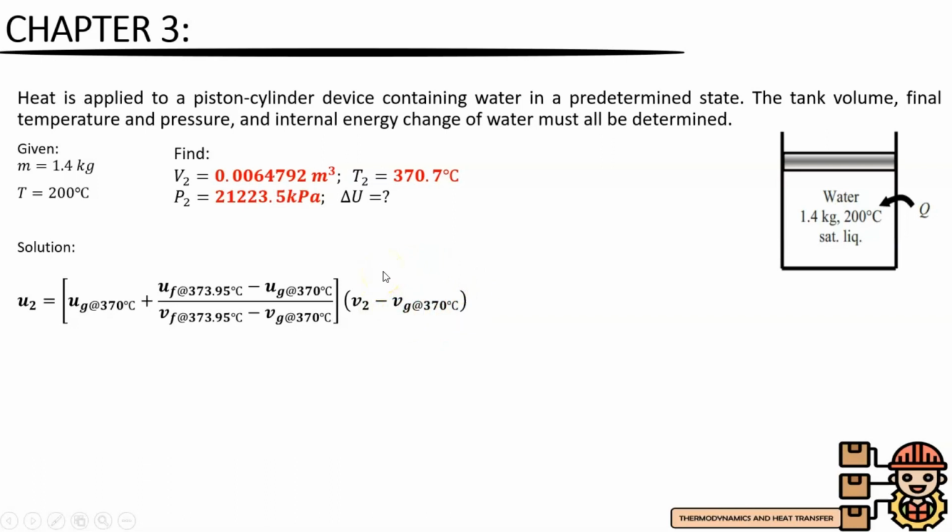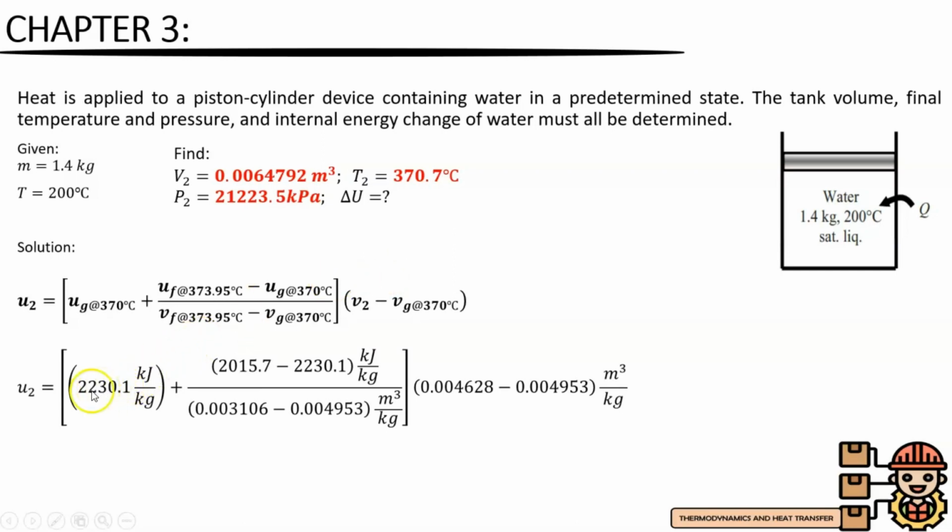And plugging in the given values, we have 2,230.1 kilojoules per kilogram, which is the value of this, and the difference of 216.7 minus 2,230.1 kilojoules per kilogram divided by 0.003106 minus 0.004953 cubic meter per kilogram multiplied by 0.004628 minus 0.004953 cubic meter per kilogram. And by simplifying this equation, we can get the value of our specific internal energy at state 2, which is equal to 2,192.4 kilojoules per kilogram.